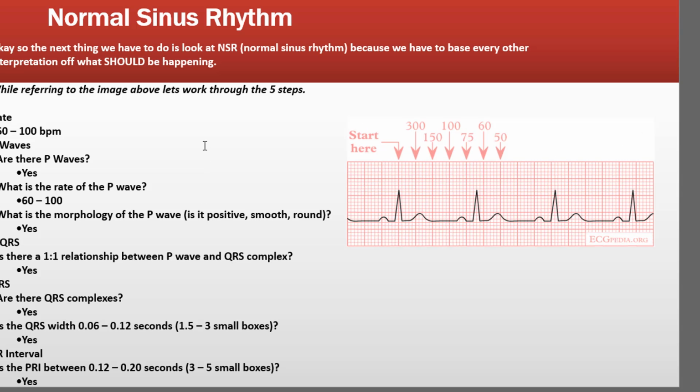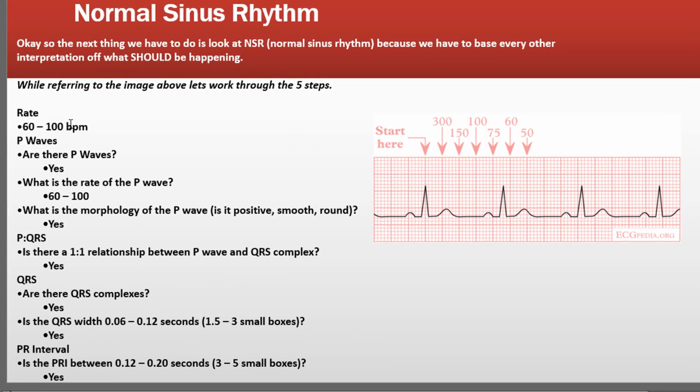Okay, so what is a normal sinus rhythm? The beat is usually 60 to 100 beats a minute. Are there P waves? Yes.